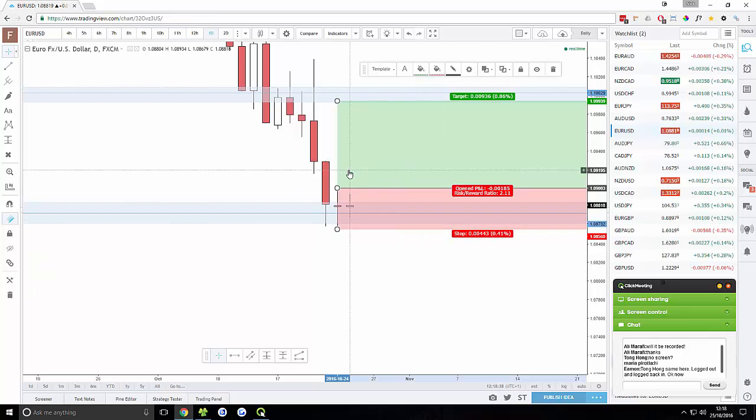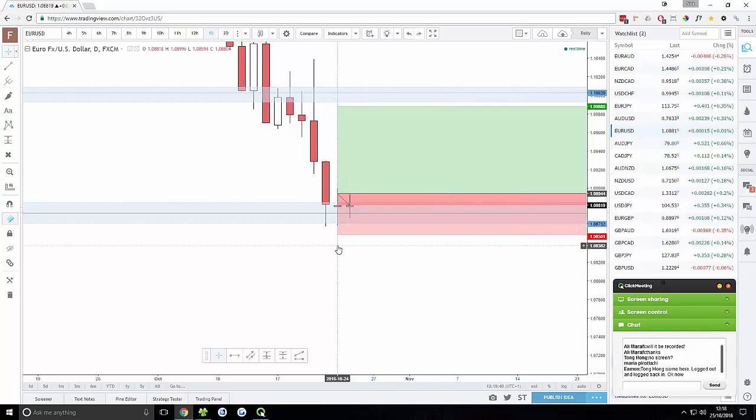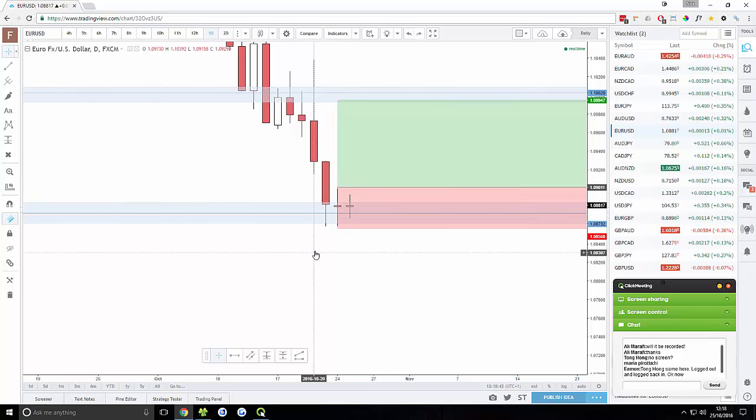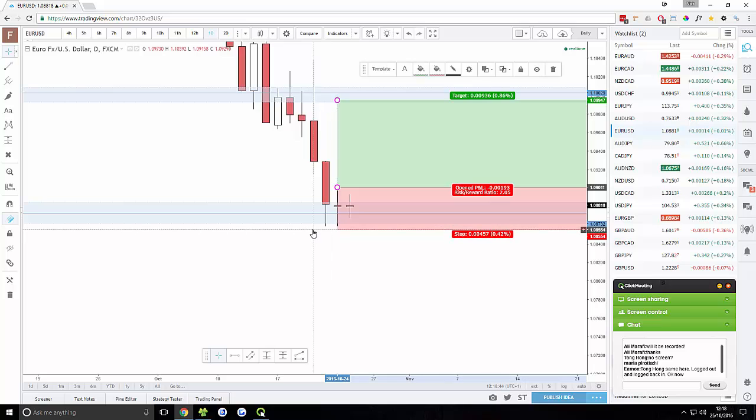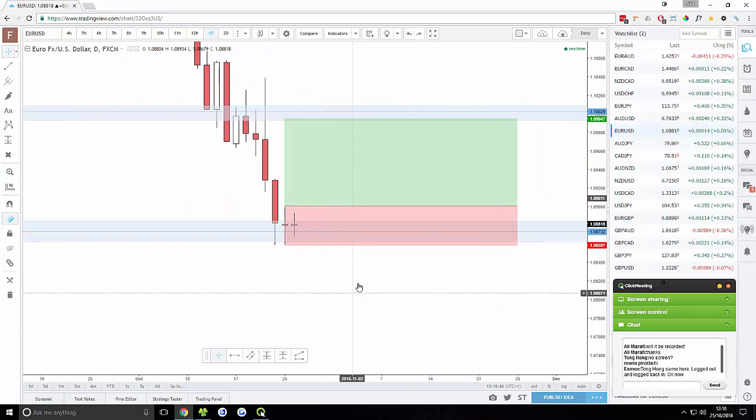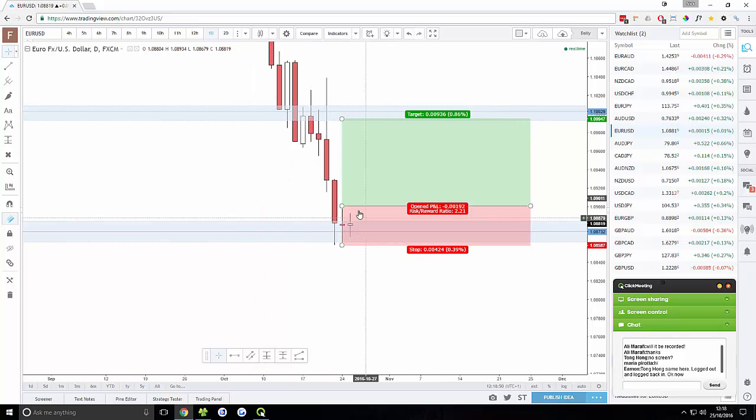To be honest, I'd rather have my entry a bit lower, something like that, but yeah, it's probably not going to work. There's definitely potential here. I'm going to see how this one plays out. Obviously, I'm going to keep you guys up to date on the forum with how I trade this.